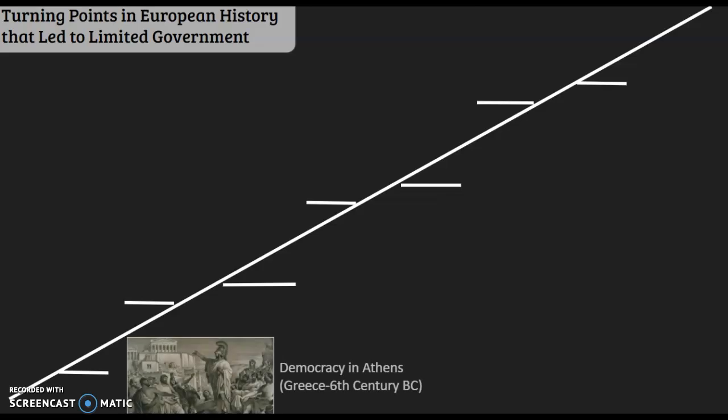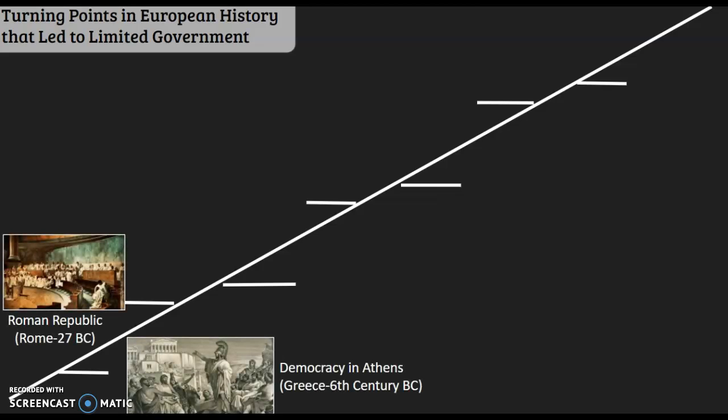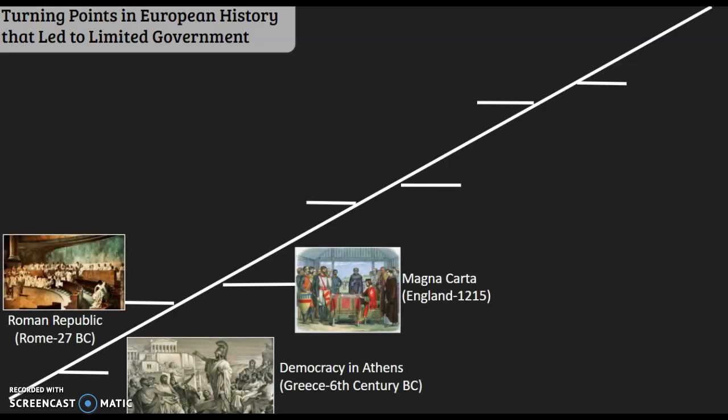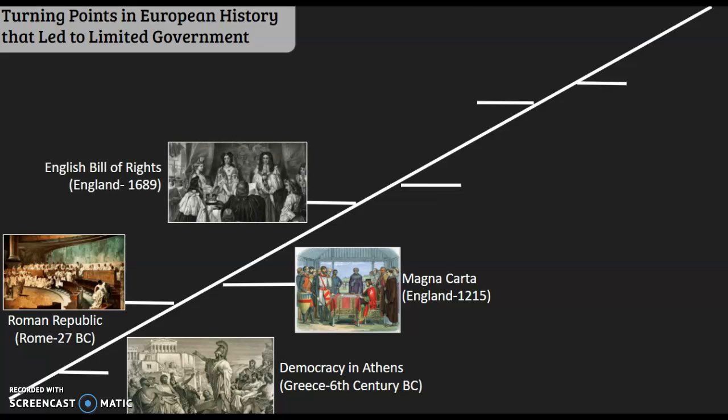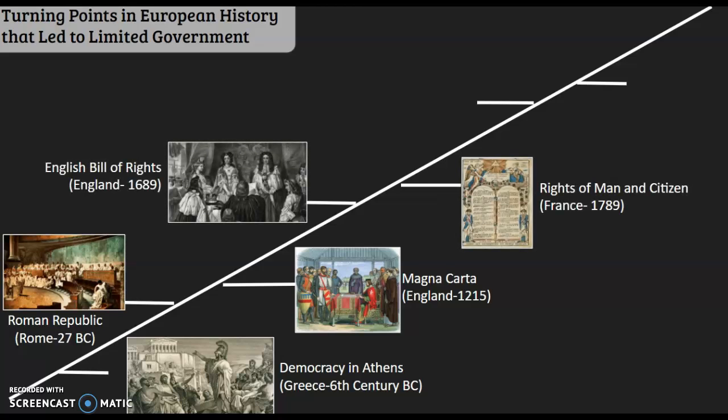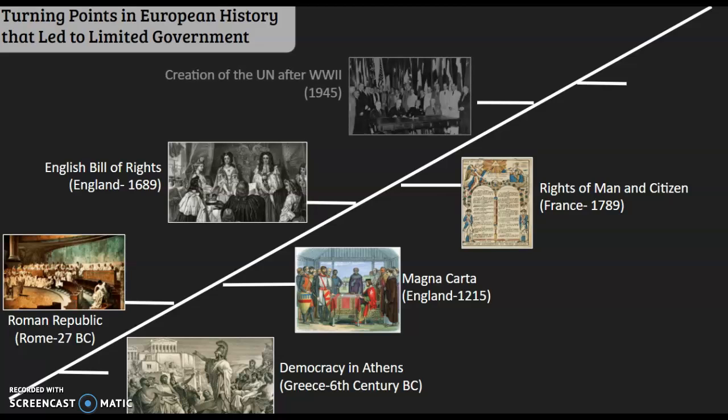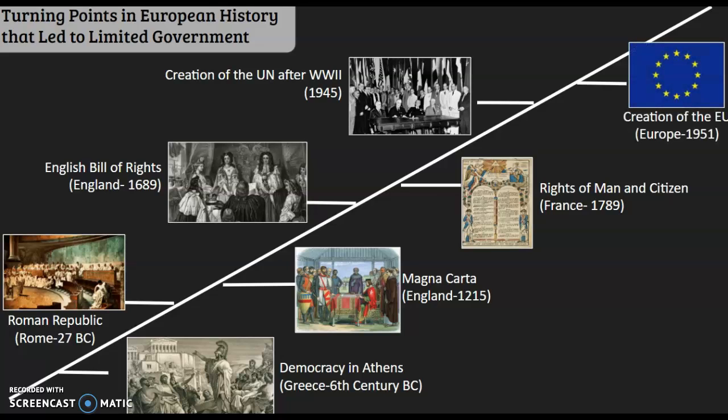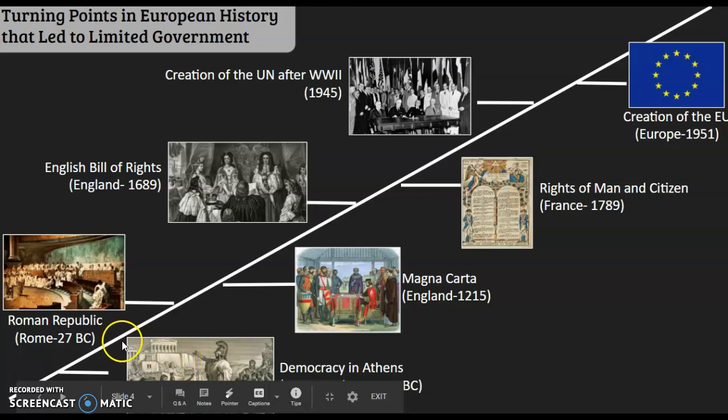We're going to be looking at a timeline that looks like this. We'll be talking about Athens, Rome. We'll talk about the Magna Carta in England, the Bill of Rights in England, the Rights of Man and Citizen in France, and then we'll talk about the creation of the UN, the United Nations, which involves many countries, and the European Union as well, known as the EU. So let's go ahead and start. We're going to start from the bottom up because the bottom part represents the first examples of limited government until we get more current.